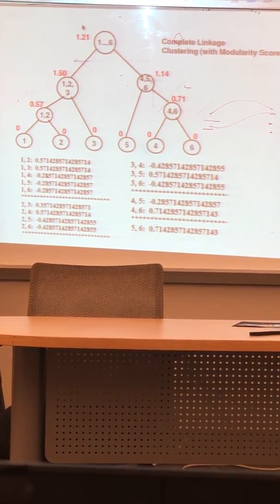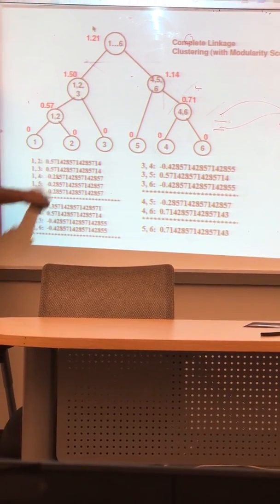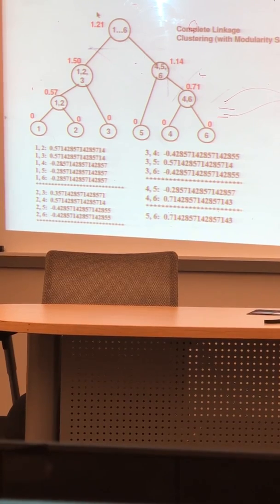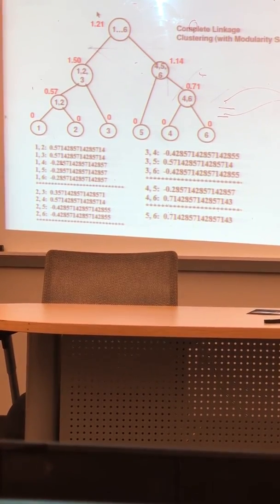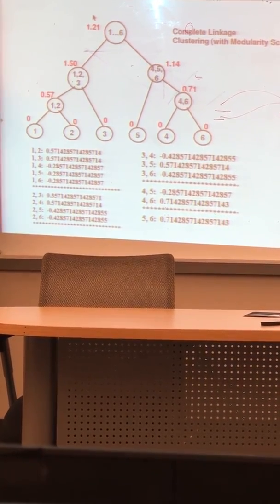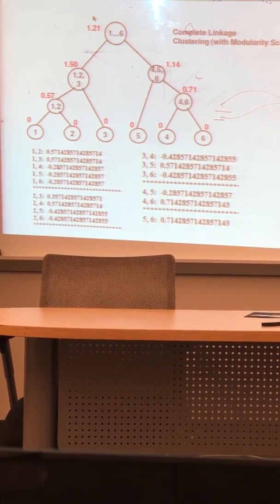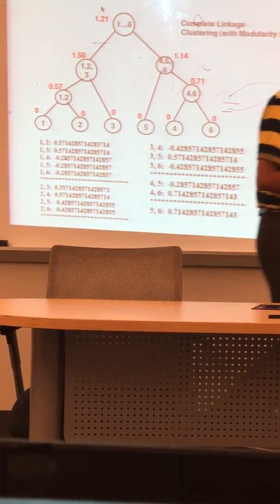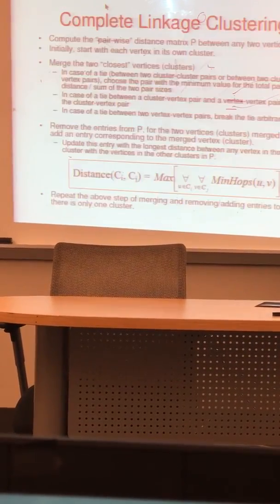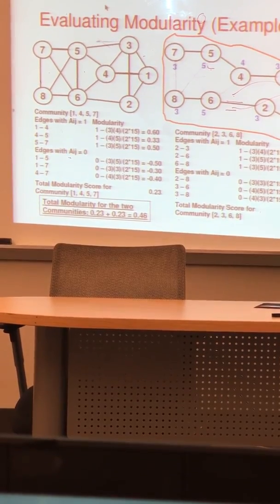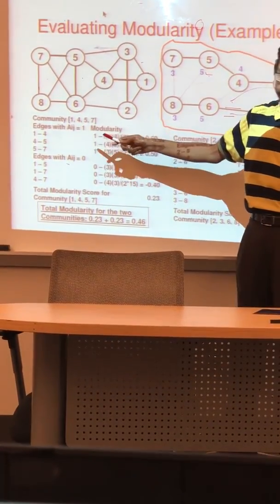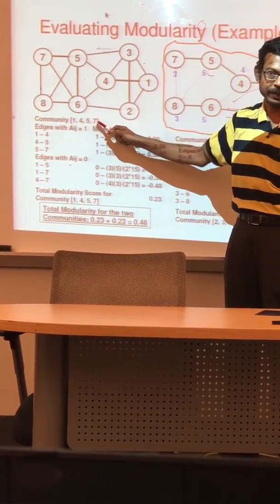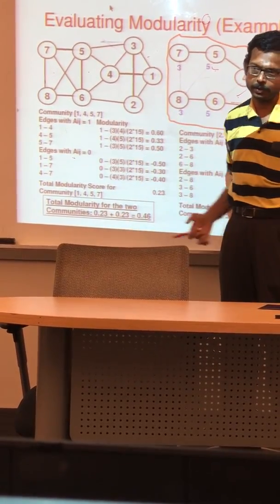Now do the same thing for each community. So 1, 2 and 3 as one community. What pairs do you have to consider for the modularity score? If it's 1, 2 and 3, what are the pairs? What did we do in the examples earlier? Just consider all possible combinations. If it is 1, 4, 5, 7, consider 1, 4, 1, 5, 1, 7, 5, 4, 4, 7 and 5, 7. So all combinations of vertices.